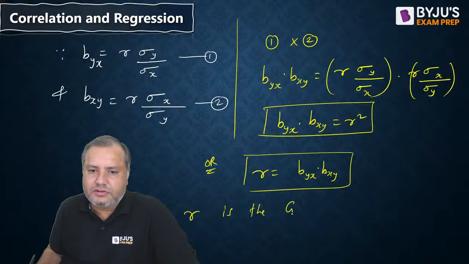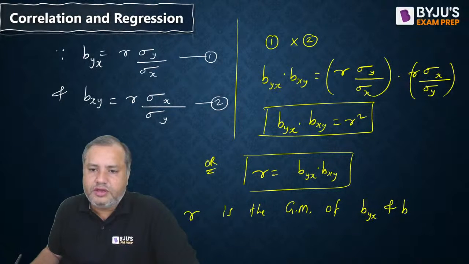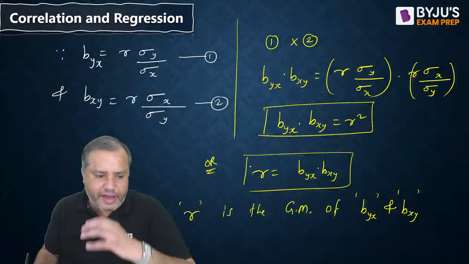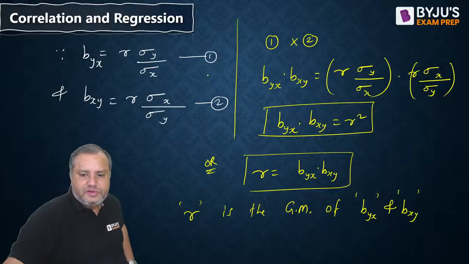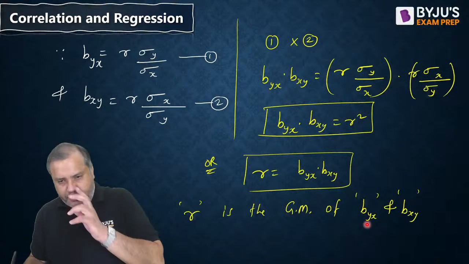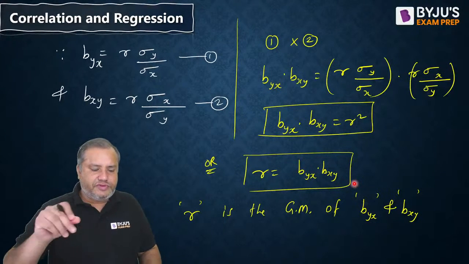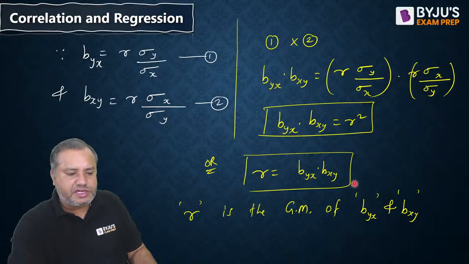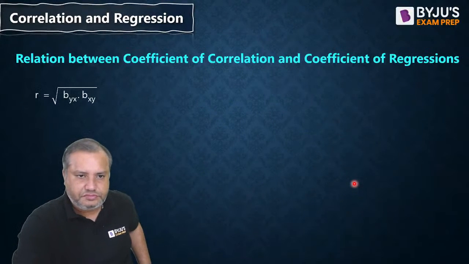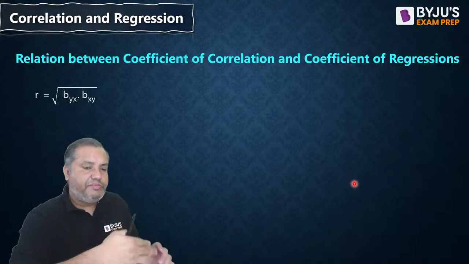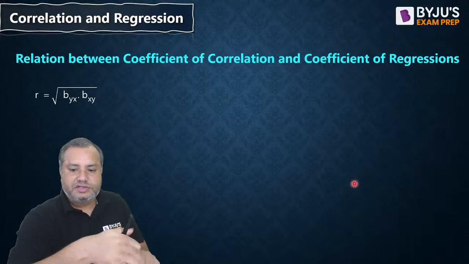R is the geometric mean of byx and bxy. Coefficient of correlation R is the geometric mean of byx and bxy, that is, the two regression coefficients. Comfortable? Coefficient of correlation R is the geometric mean of the two regression coefficients. This is a very important relationship. Okay? Yes, sir.